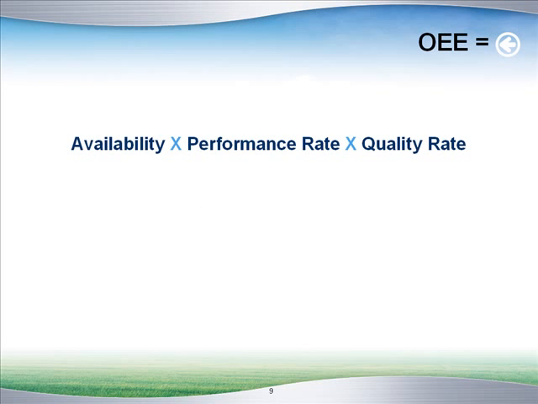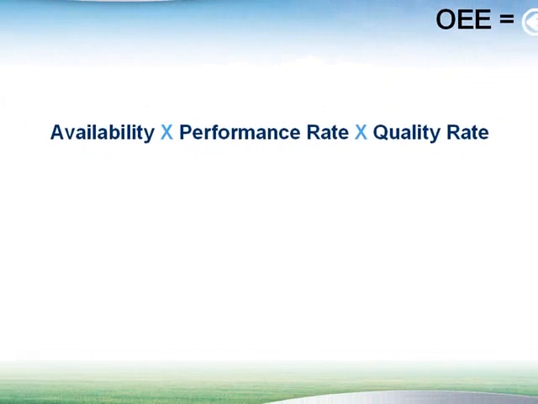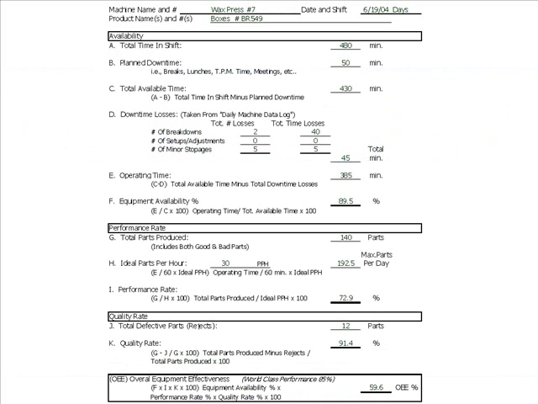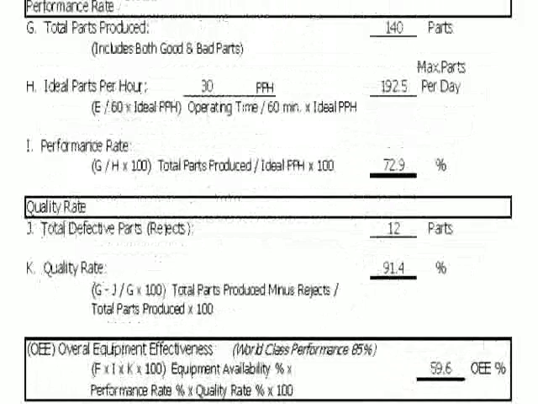Okay, so let's go back to our formula just for a second. It's availability, the time the machine is actually available to run; performance rate, how it ran when it was running; and quality rate, how many good parts it made while it was running. Okay, now there's a way to calculate OEE, and it's on paper, as you can see right here. I used to do it this way, but frankly, it's too much work.